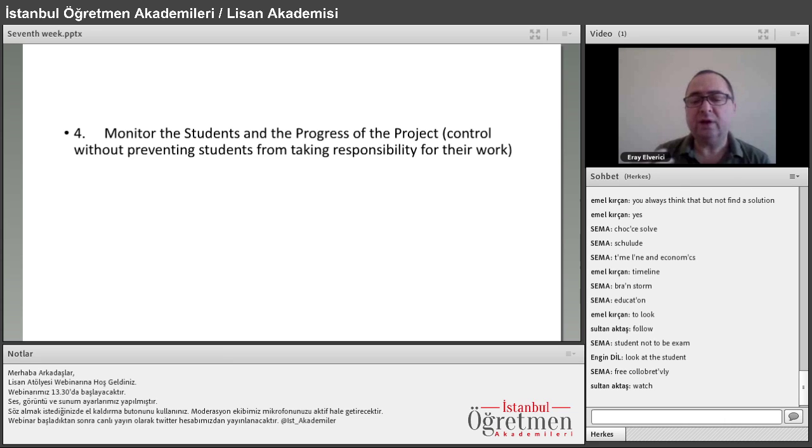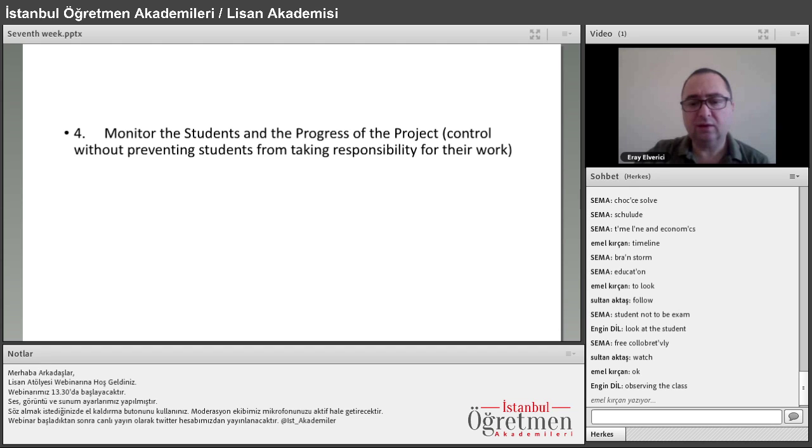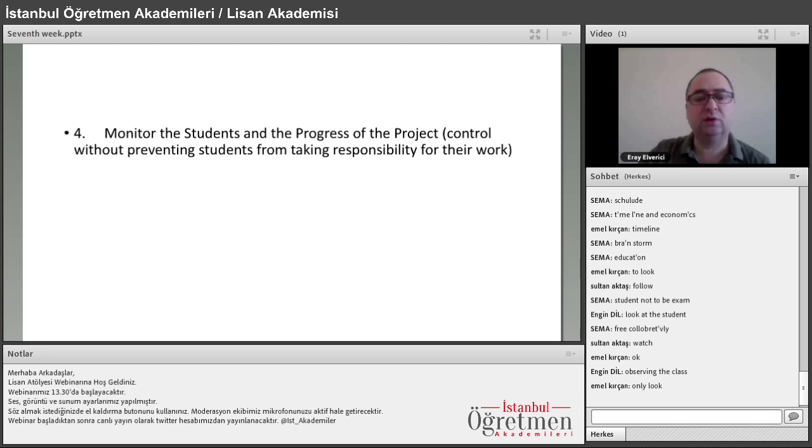Here it says when you are monitoring something, you're just observing it. You're not interfering with the event. You're not changing what's going on there. So you just let the students take the control. When you're monitoring, you're observing it. Very good, Engin teacher. Only look.